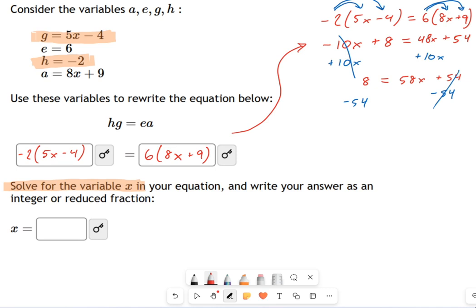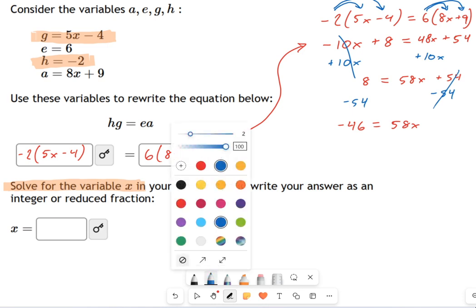Well, what's left? We have 58x on the right, and there's no number on that side. That 54 was moved over. Now 8 minus 54, that could be a little tricky. I like to think of it as negative 54 plus 8. That's easier for me. And we get negative 46, I think. Is that right? Yeah, that seems okay. Negative 46.